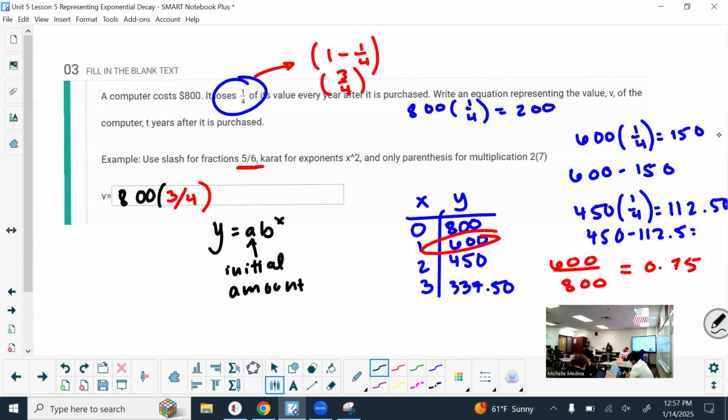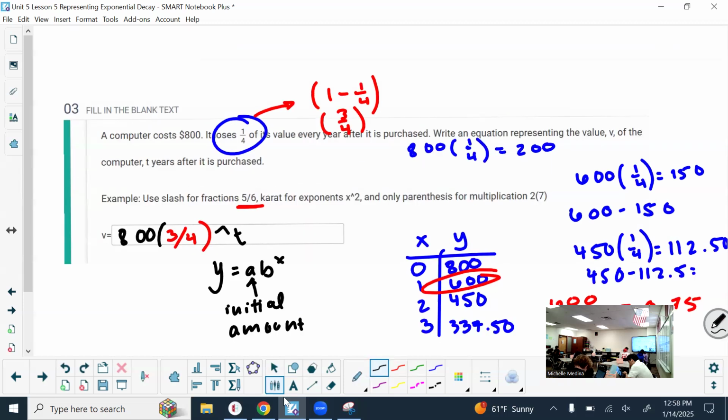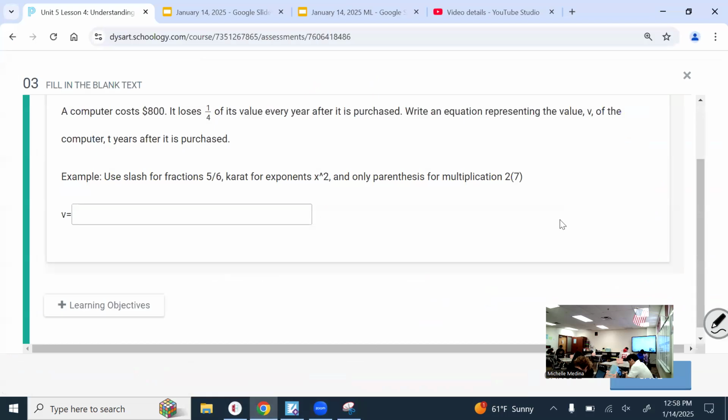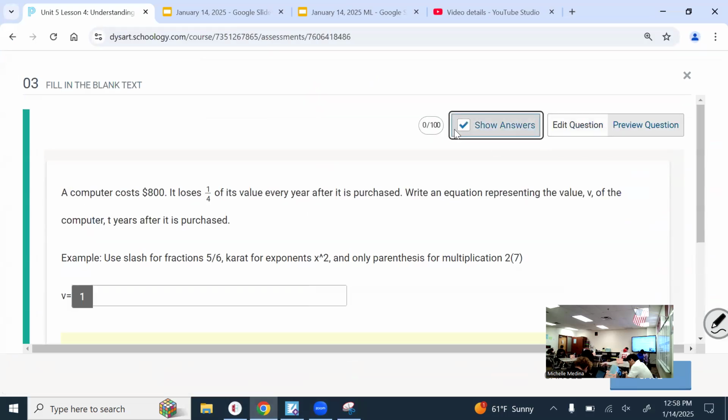And then it's going to be raised to the power of, let's see, what does it want me to use? It wants me to use the letter T. So that is how I would type it to get it completely right. I think it will still accept 0.75. I'm not sure. Let me see what answers it will accept. But definitely don't put in any extra spaces. If it gives you certain variables to use, don't use other ones.